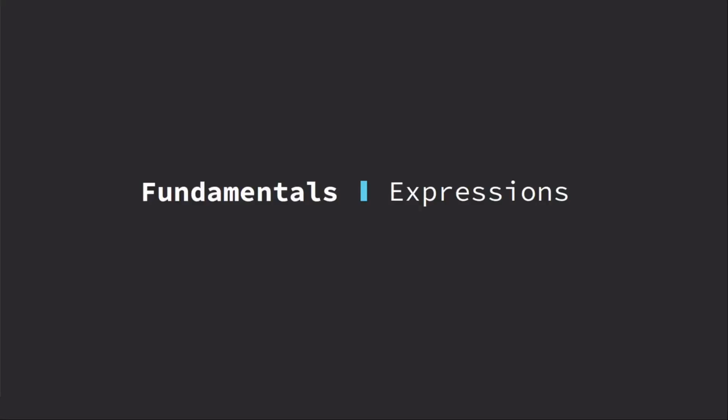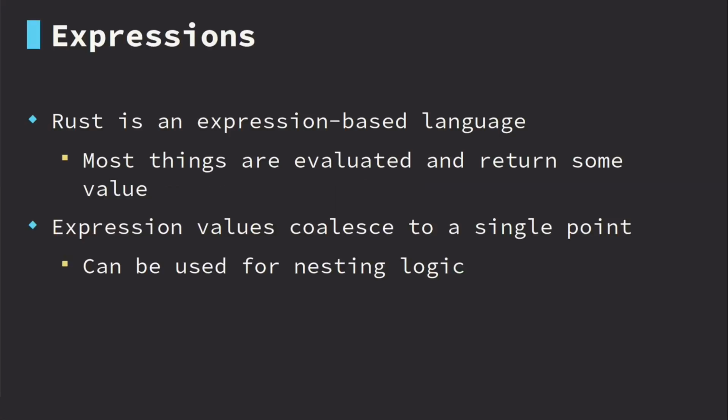In this video, I'll be explaining expressions. Rust is an expression-based language. This means that most things are evaluated and return some value. These expression values then coalesce to a single point. As a result, expressions can be used for nesting logic.